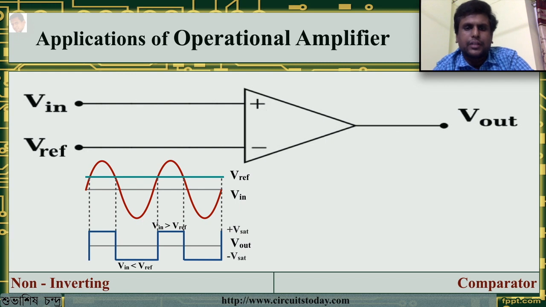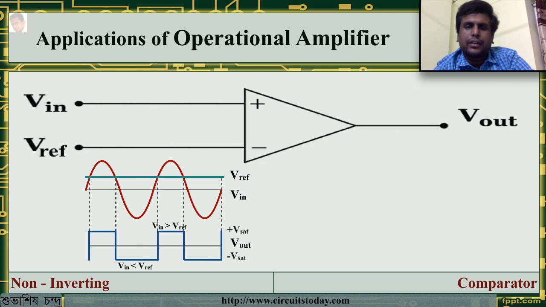This is because the voltage at non-inverting input is greater than the voltage at the inverting input. When the value of the input voltage V in is less than the reference voltage V reference, the output voltage V out goes to negative saturation. This is because the voltage at non-inverting input is smaller than the voltage at the inverting input. Thus, output voltage changes from positive saturation point to negative saturation point whenever the difference between V in and V reference changes.